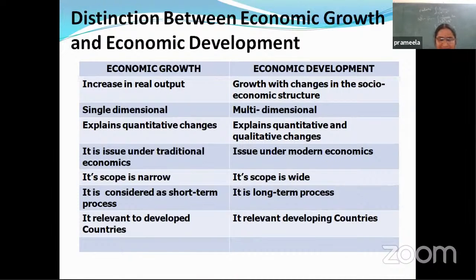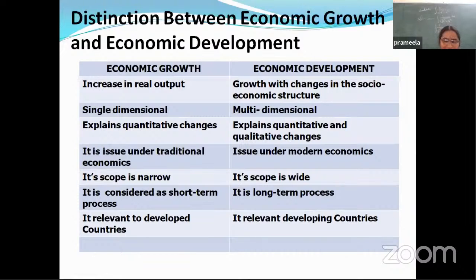That means an increase in a country's real output in goods and services is called economic growth, the first one. Next, what does economic development mean? Along with the growth, changes in social and economic structure must occur, and only then is it called economic development. So the real increase in output is economic growth, and growth along with changes in social and economic structure is development.